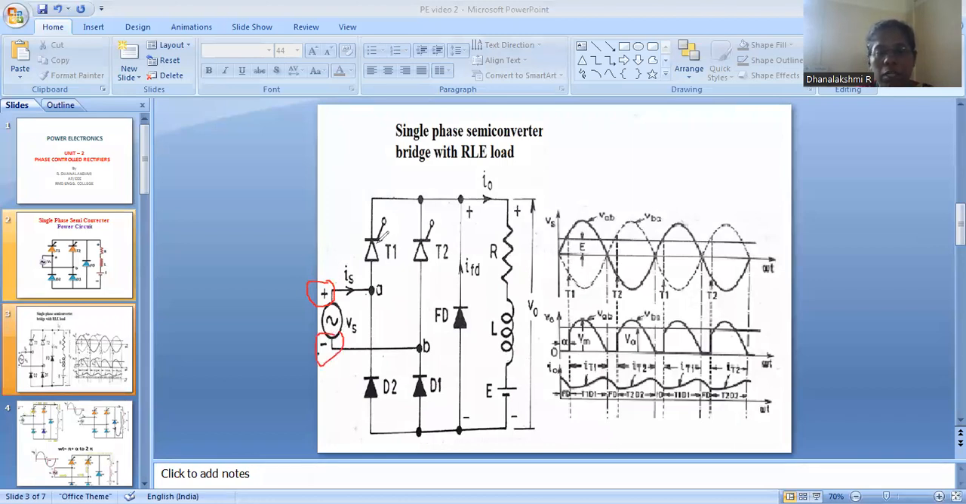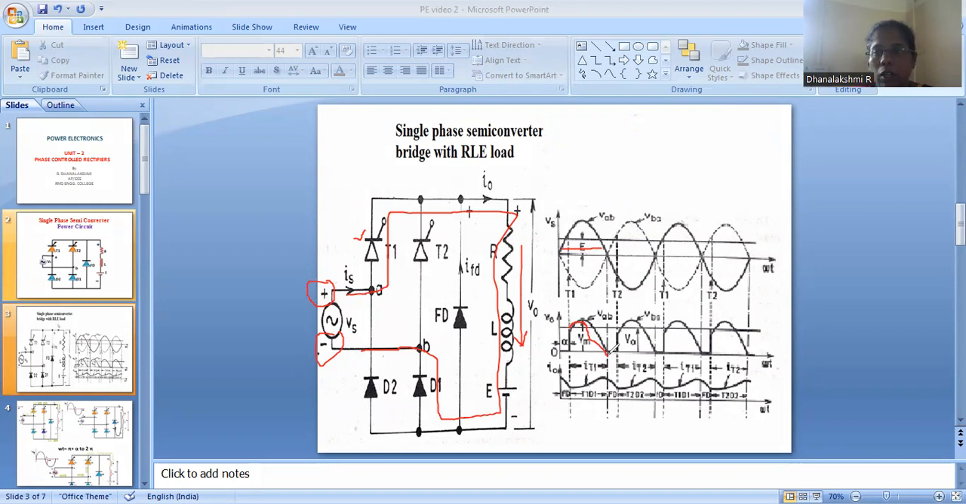When the positive half cycle comes, thyristor T1 is forward biased, and therefore the conduction will be from the source to thyristor T1 and to the load, and then back through D1 and return to the supply. This is how the current flows. The current is flowing in the load from top to bottom, from R in this direction. During the positive half cycle, thyristor T1 and diode D1 are going to conduct up to pi, and this is alpha.